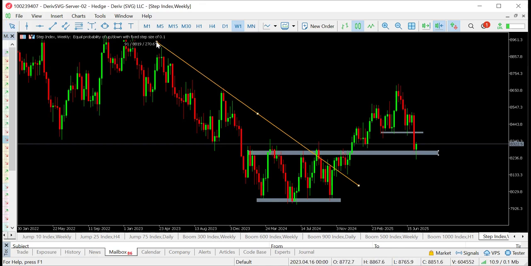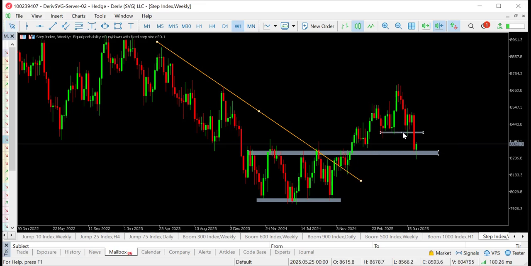Now, in contrast to what we saw in a downtrending market, an uptrending market, I've said severally, is a market in which price makes a series of consecutive higher highs and higher lows.